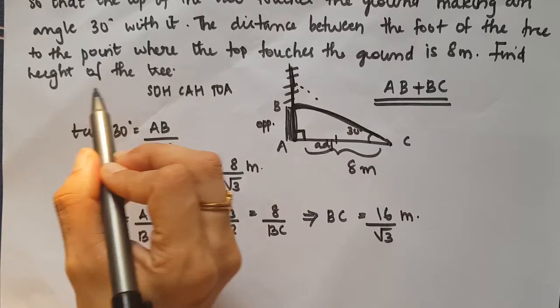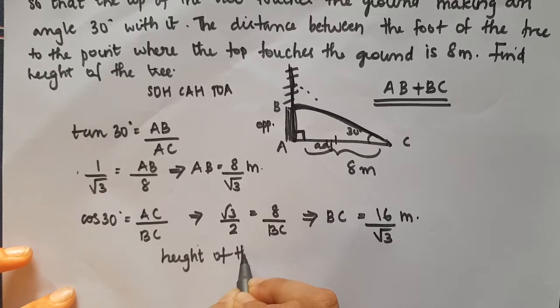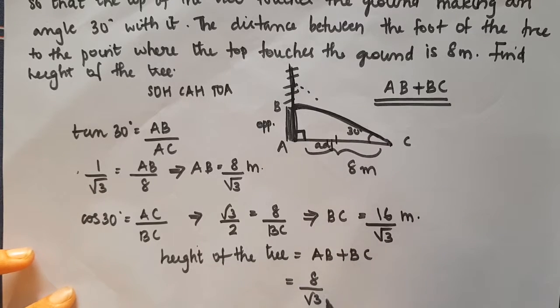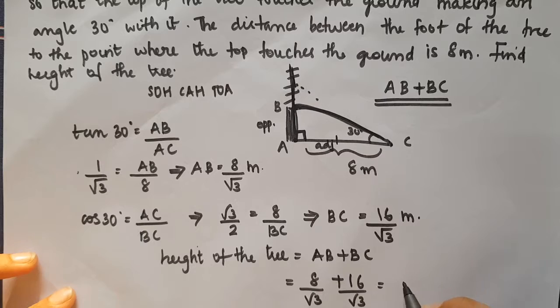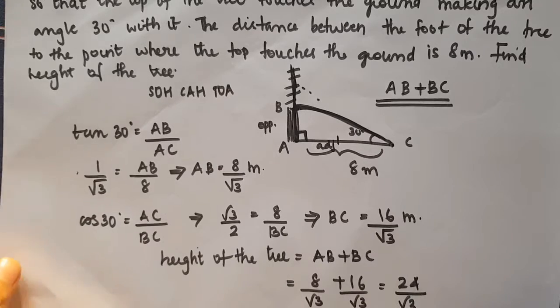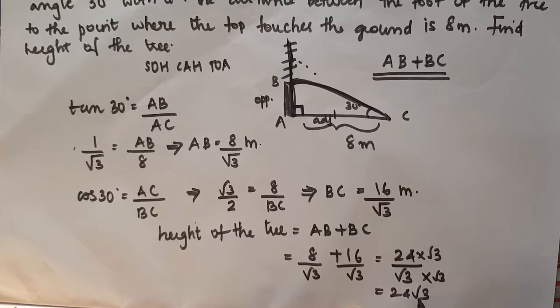Now we have to find the height of the tree. The height of the tree is equal to AB plus BC, that is 8 by root 3 plus 16 by root 3, which is equal to 24 by root 3. Now rationalizing it by multiplying by root 3, we get 24 root 3 by 3, which gives 8 root 3 meters.